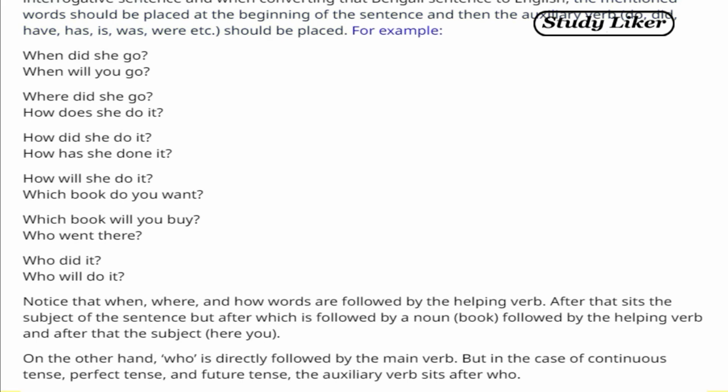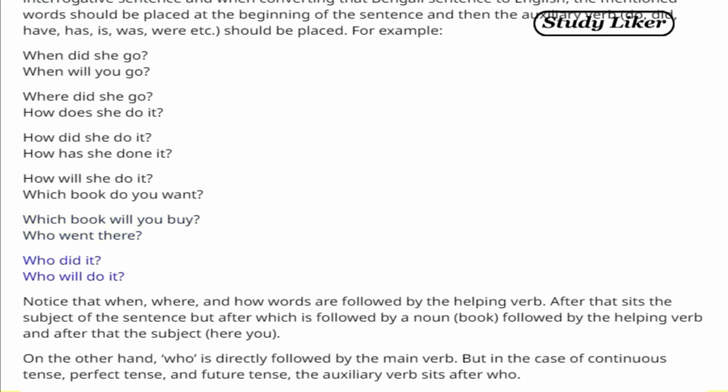For example, when did she go? When will you go? Where did she go? How does she do it? How did she do it? How has she done it? How will she do it? Which book do you want? Which book will you buy? Who went there? Who did it?